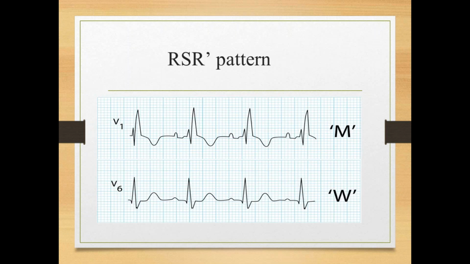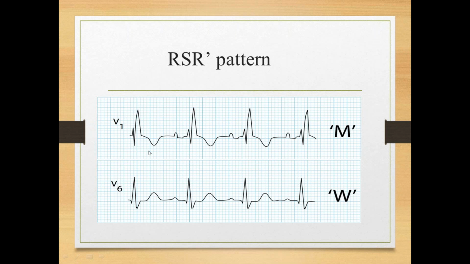This is the RSR dash pattern. As you all know, R is a positive deflection, and then we have an S wave, that is a negative deflection, and then again an R wave, that is known as the R dash. So you get these M patterns in bundle branch blocks.